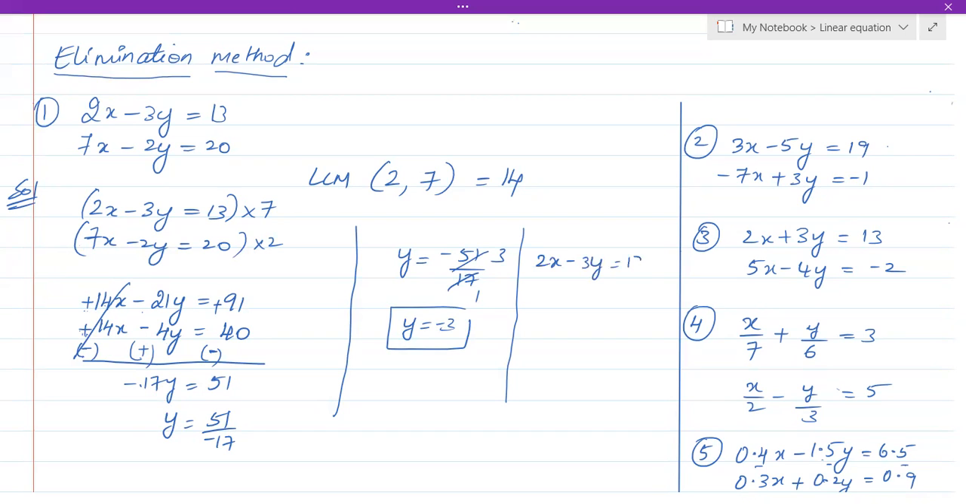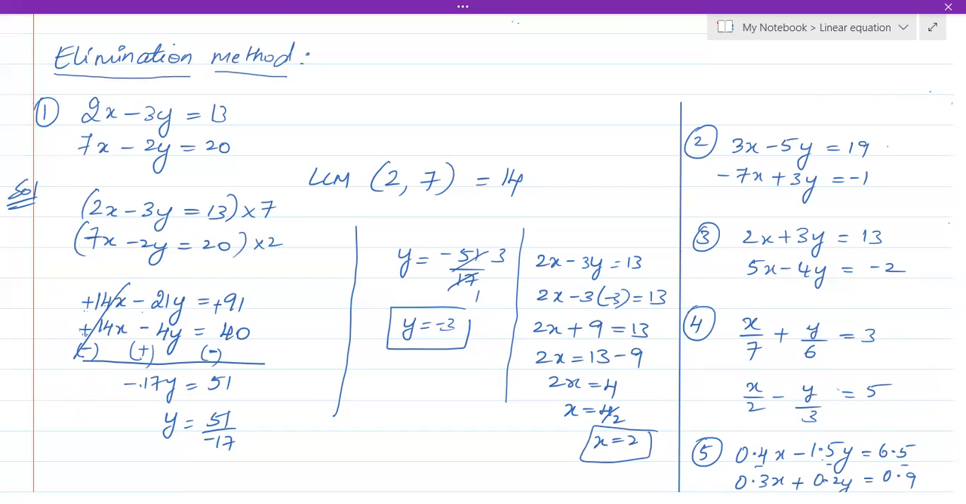2x minus 3y is equal to 13. So here 2x minus 3, what is the value of y that we have found? Minus 3. Let's substitute it, equal to 13. So 2x, minus into minus is plus, 3 threes are 9, equal to 13. Therefore 2x is equal to 13, plus 9 to the other side will become minus 9. So 2x is equal to 4, which implies x is 4 divided by 2, which implies x is 2. So we got the value of x.